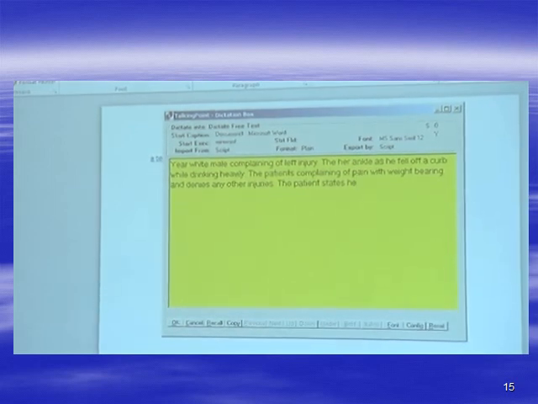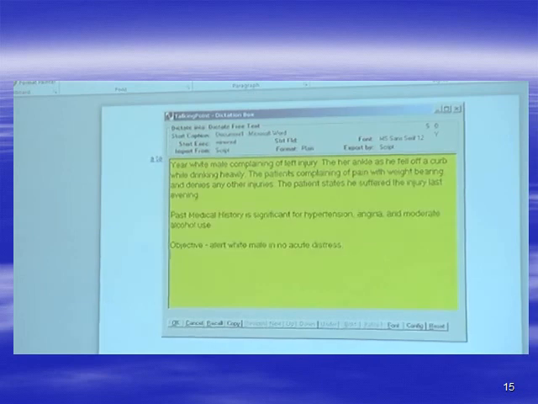Objective: Alert white male and no acute distress. Normal chest. Normal heart.